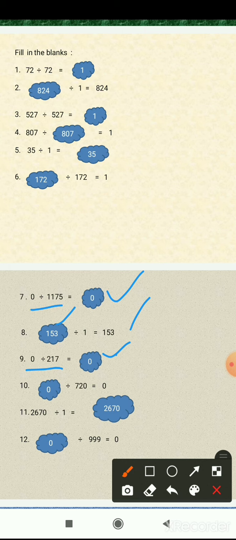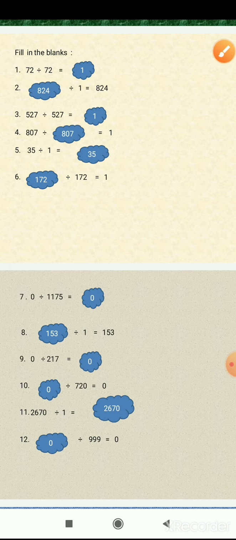Next, the divisor is given and the quotient is given. Here the quotient is 0, so the dividend is also 0. Next, 2670 divided by 1. When we divide any number by 1, we get the quotient as that number itself. So the answer will be 2670. Next example, the divisor is given and the quotient is given. The quotient is 0, so the dividend is also 0.